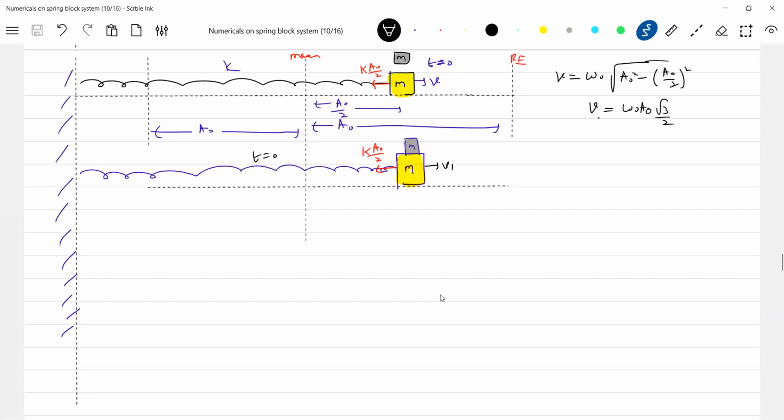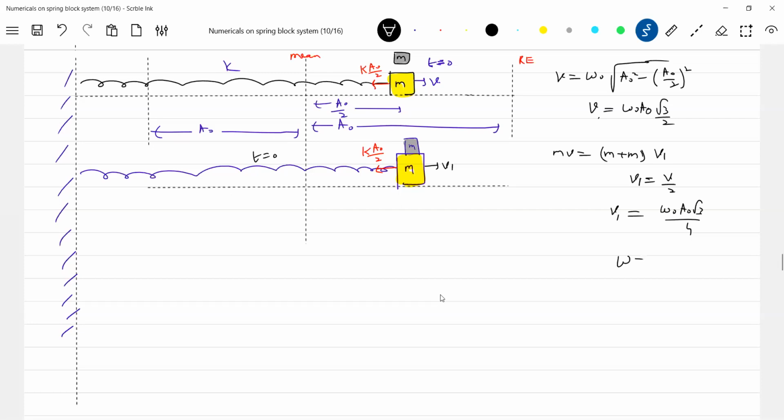So now we'll apply it. This was the velocity of the block when the particle got added, when it is at a distance A naught by 2. After this, we'll apply conservation of linear momentum: mv equals (m plus m) times v1. So v1 equals v by 2, which becomes omega naught A naught root 3 by 4. What was our question? We have to calculate the new time period. What is the new time period?